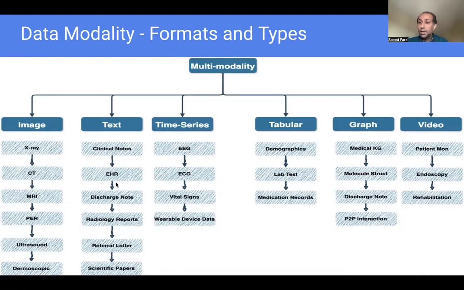Video: endoscopy, colonoscopy provide you with a video, and the doctor needs to study this video, look at the video very precisely in order to diagnose the diseases.